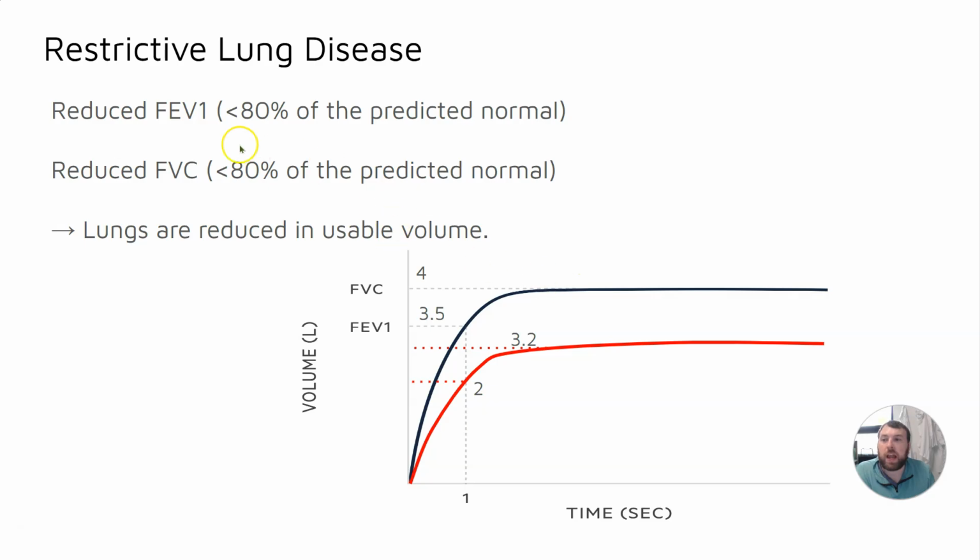We get them from seeing a reduced FEV1, which would be less than 80% of a predicted normal value. So our predicted normal value for this patient would have been 3.5. Well, if they only scored a 2, let's do the math. 80% of 3.5 is definitely not 2. And a reduced FVC, forced vital capacity, less than 80% predicted normal. Our normal here was 4. Well, 80% of 4 is right on the money, 3.2.